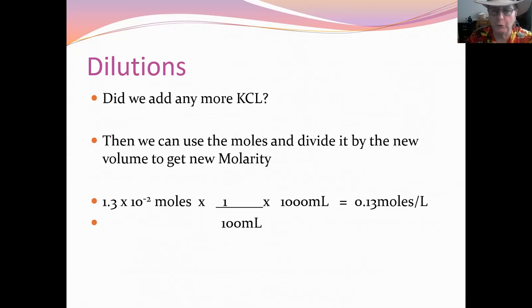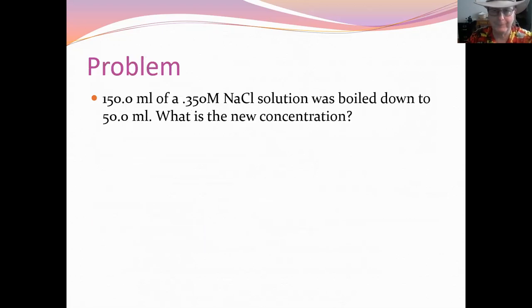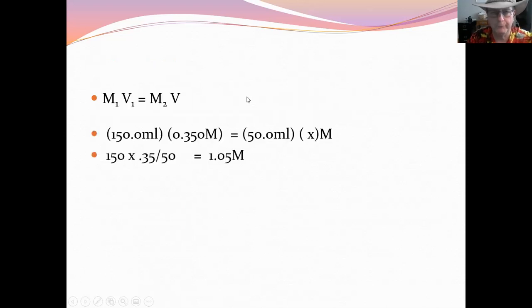Now let's try and do it the new easy way. I've got 150 milliliters of 0.350 molar sodium chloride. It was boiled down to 50 milliliters. What is my new concentration? I have my initial volume and my initial molarity, multiply those together. They're going to be equal to my new molarity times my new volume. 150 times 0.350 is equal to 50 times X. I do the math out. I get 1.05 molar solution.